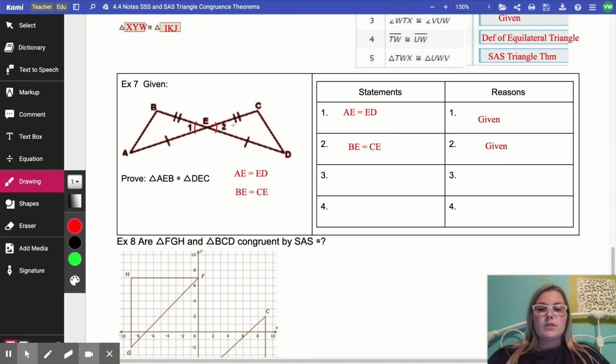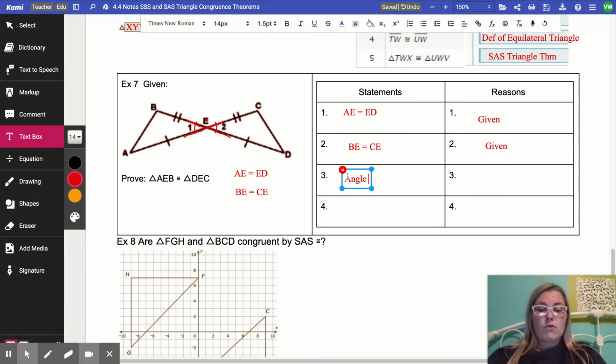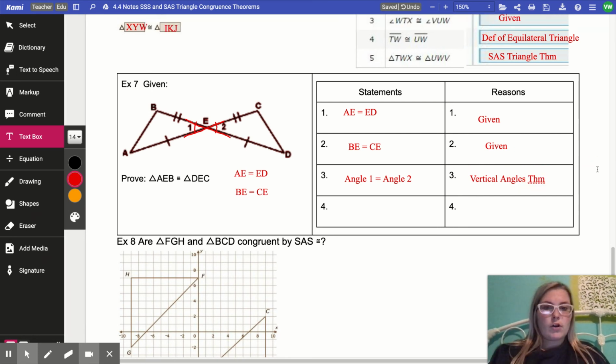So that gives me a hint that I might need to use side, angle, side to prove these two triangles congruent. All right, well, it looks to me that angles 1 and 2 are going to be congruent to each other, but it's not given to me by the diagram. Remember, we said that angles across from each other are going to be equal because they're vertical angles. So I can write angle 1 is equal to angle 2 as one of my statements, but the reason isn't going to be given. It's going to be the vertical angles theorem, or definition of vertical angles, whichever you prefer.